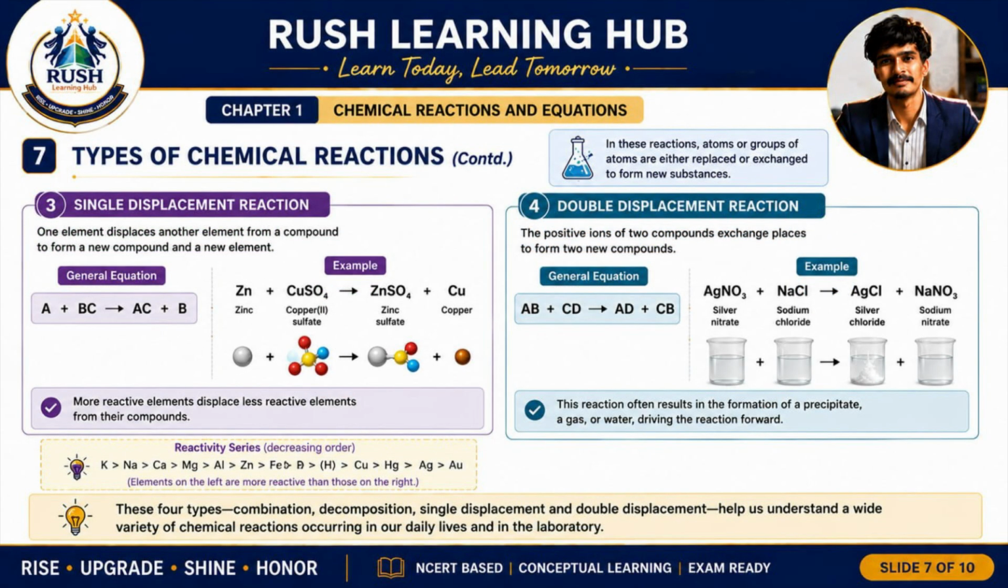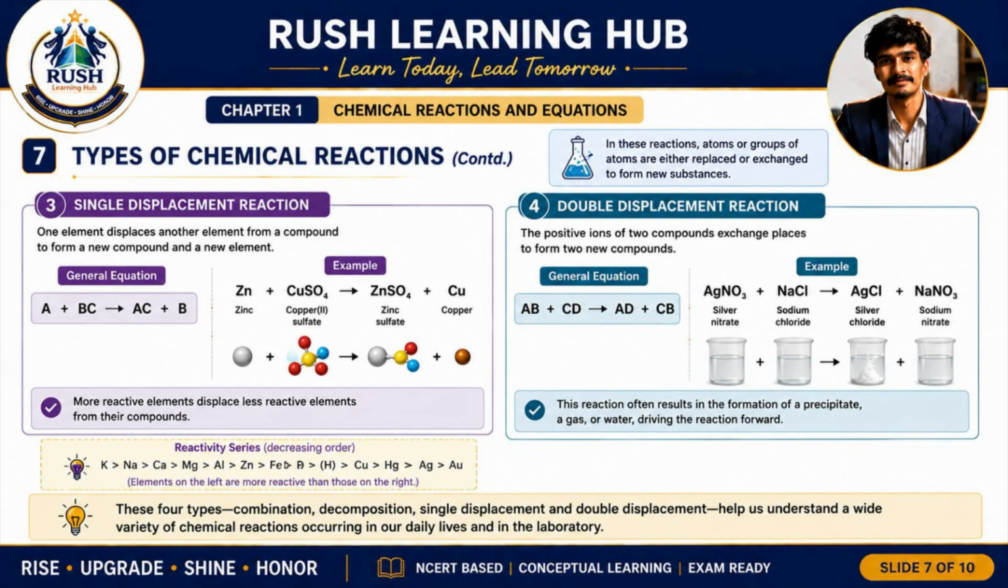Let's continue our study of chemical reactions by understanding displacement reactions and double displacement reactions. First, let's look at a displacement reaction. A displacement reaction occurs when a more reactive element displaces a less reactive element from its compound. The general form of this reaction is A plus BC gives AC plus B. Consider the example. Zinc reacts with copper sulfate to form zinc sulfate and copper. In this reaction, zinc is more reactive than copper. Therefore, zinc displaces copper from copper sulfate and takes its place.